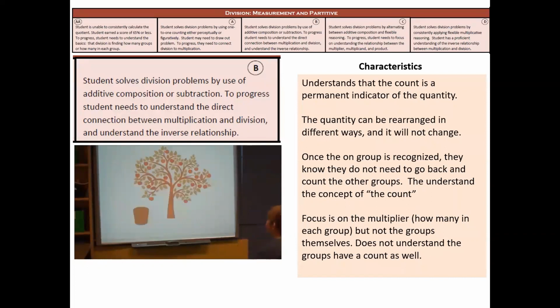The tree has 20 apples. 5 apples will go in each bucket. How many buckets are needed? 4. And how'd you get that? Counting by 5s. Okay.